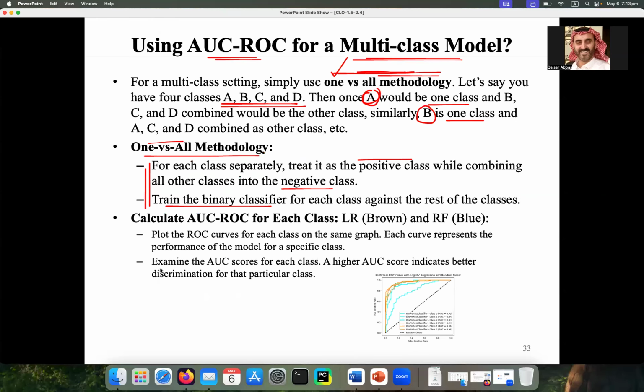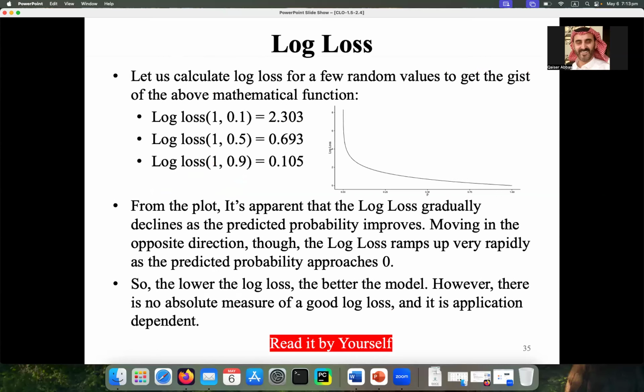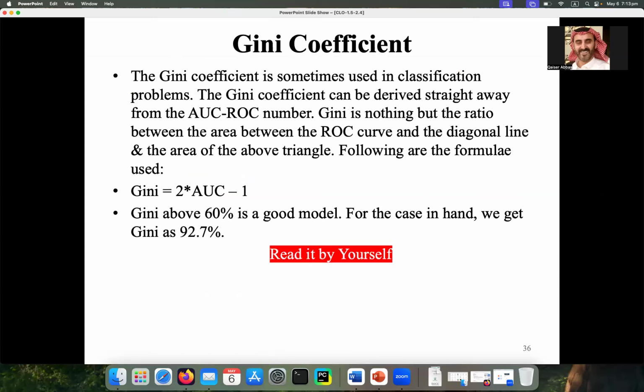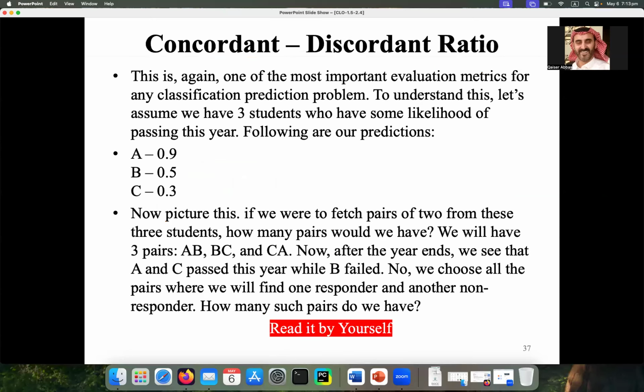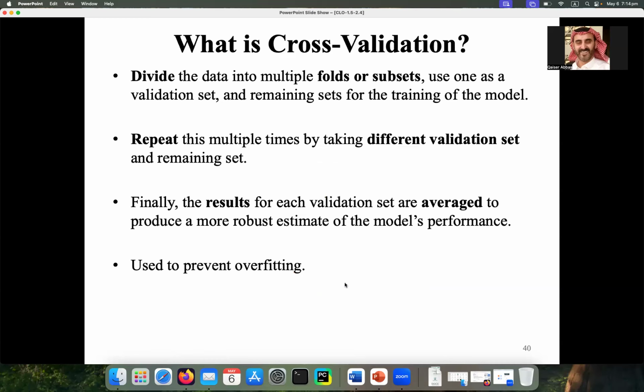This is what is written here, and read it by yourself: log loss, Gini coefficient, concordant, RMSE, read these by yourself. The equations are simple, that is not difficult. These are simple things. And I will start from here after the break. It will take maybe 20 minutes or something like that. So first we have a break and then we will come back.